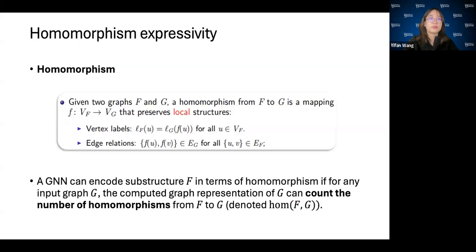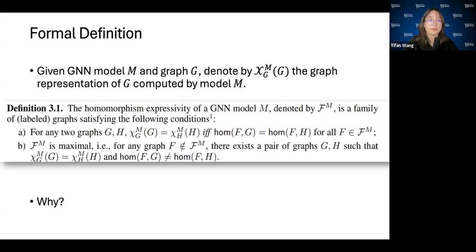And then, therefore, a graph neural network can encode the substructure F in terms of homomorphism if for any input graph G, the computed graph representation of G can count the number of homomorphisms from F to G. So we denote the number of homomorphisms as hom(F, G). Now, this is the formal definition of homomorphism.